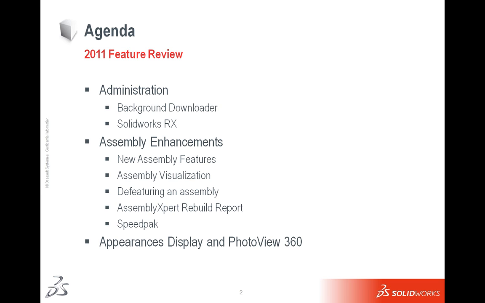We're going to go through de-feature as it relates to assemblies. Nate, a few weeks ago, did de-featuring of parts. We're going to talk about de-featuring of assemblies. We're also going to go to the assembly expert and take a look at the new rebuild report that is available through it. We'll talk about some changes to Speedpak, and how to flip between Speedpak and non-Speedpak.